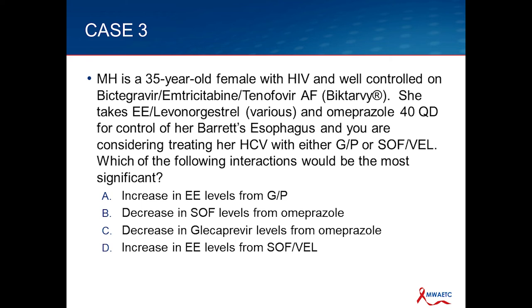She takes ethinyl estradiol and levonorgestrel and omeprazole for control of her Barrett's esophagus, and you are considering treating her hep C with either GP or sofosbuvir-velpatasvir. So which of the following interactions do you think would be most significant? Would you expect an increase in ethinyl estradiol levels, a decrease in sofosbuvir levels from the omeprazole, a decrease in glecaprevir levels from the omeprazole, or an increase in the ethinyl estradiol levels from the sofosbuvir-velpatasvir?